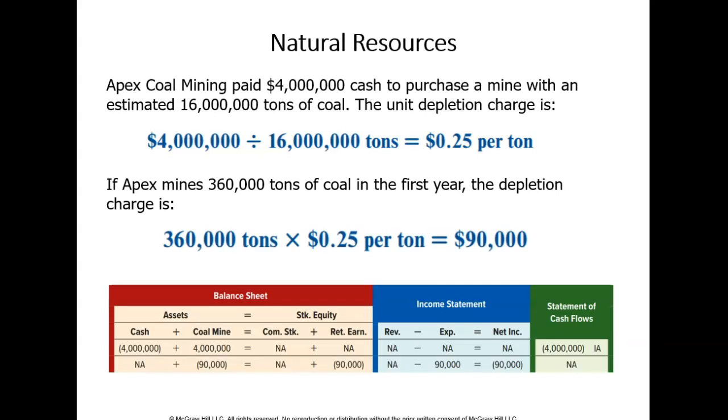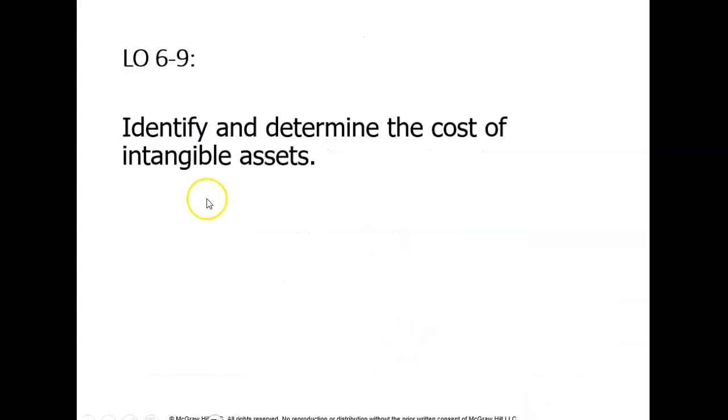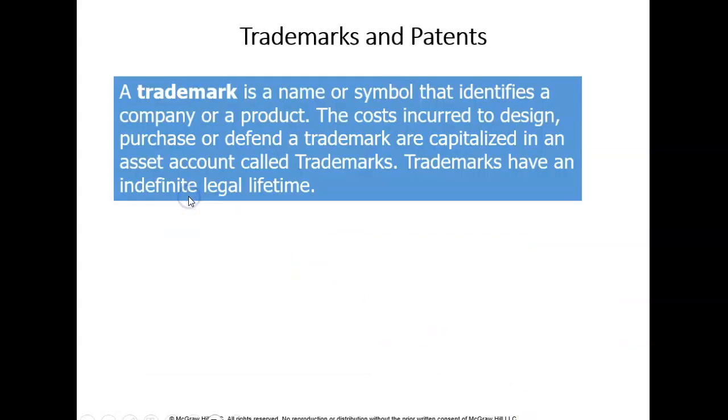You will first determine your depletion rate per unit, multiply times the units depleted to get the amount of your depletion expense. That's all. Last topic is intangible assets. Intangible assets are assets that don't necessarily have a physical presence, but when you own these assets, you have certain rights and privileges as being the owner of these intangible assets. Those rights and privileges come with a value.